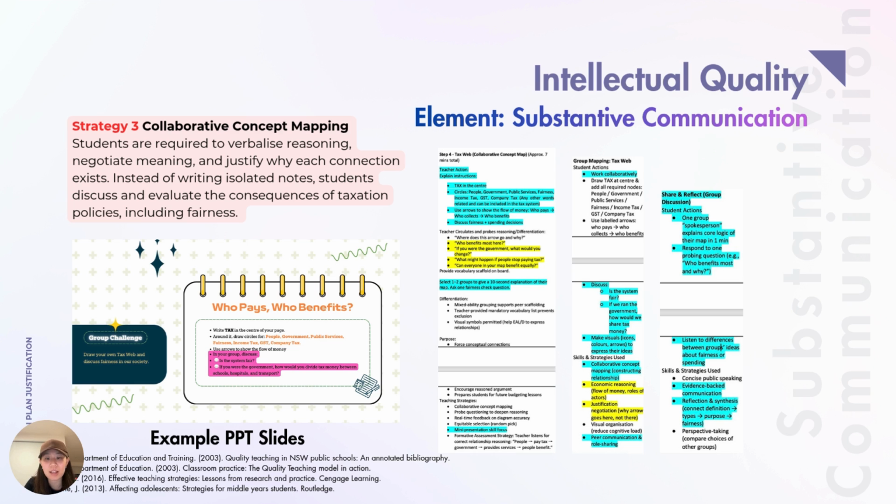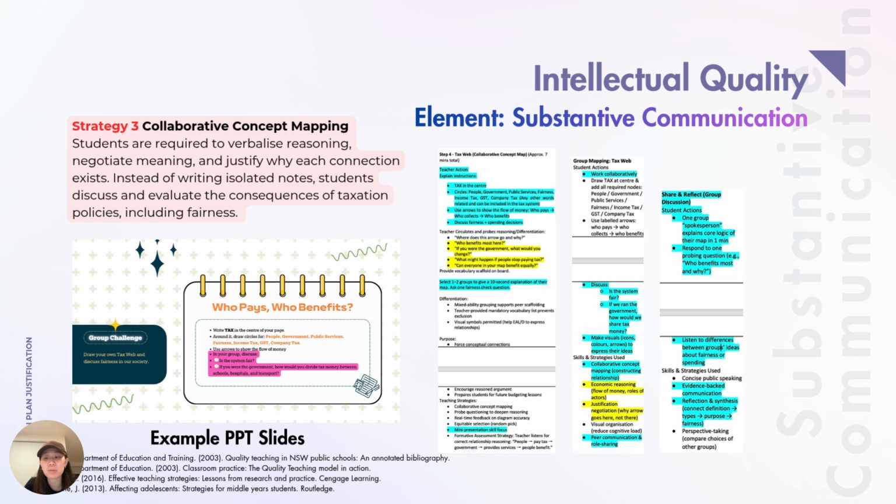Instead of writing isolated notes, students discuss and evaluate the consequences of taxation policies, including fairness. Who benefits most from public services? What happens if citizens stop paying tax? So these probe questions push students to evaluate cause and effect rather than recall definitions. So research strongly supports the effectiveness of collaborative representation tasks.